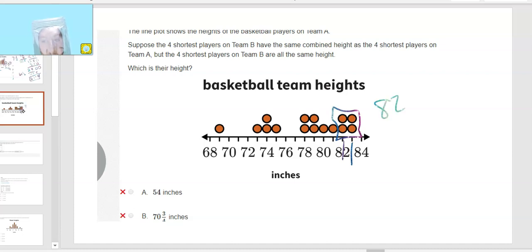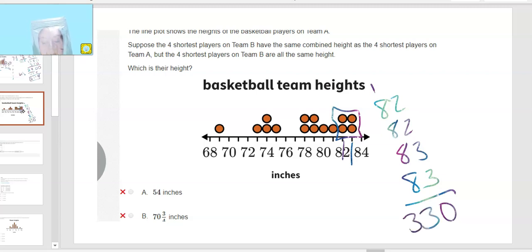So you got 82, 82, 83, 83, 6, 7, 8, 9, 10. 1, 2, 3, 4 times 8 is 32, plus 1 is 33, so 330 for all of the basketball players on A. And if you had 4 basketball players on Team B with that same height, you would divide 4 into 330.